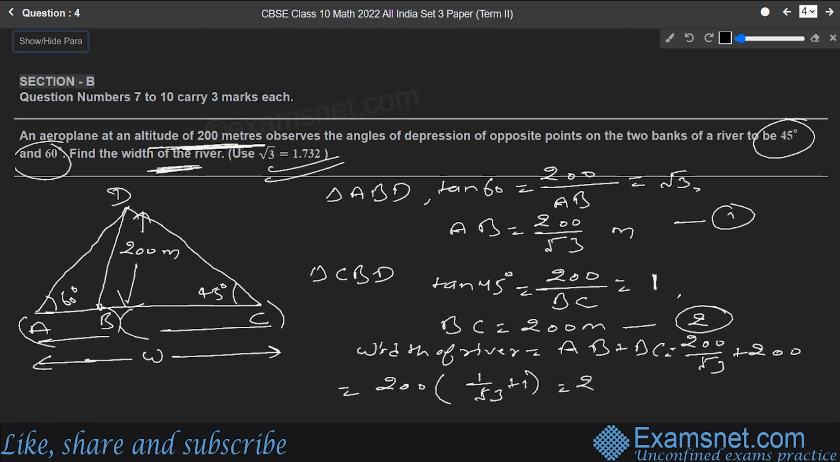If we solve this further, this is coming out to be 200 times, and √3 being the LCM, so √3 plus 1 over √3. And if we put the value of √3 as 1.732, ultimately it is coming out to be 315.47 meter. Okay, if you solve this, ultimately the width of the river is coming out to be 315.47 meters, and that is the answer D.